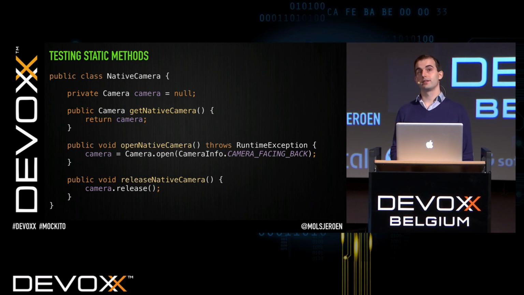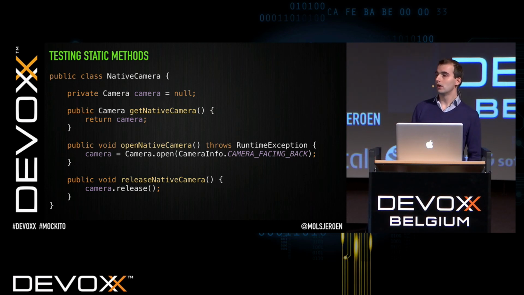So how do you test static methods? This is still something that Mockito cannot do. And here you would use the exact same technique as we did with the handler class. So you wrap around the native class, define similar methods without the static modifier, and then always call through. I'll leave this as an exercise to you guys.